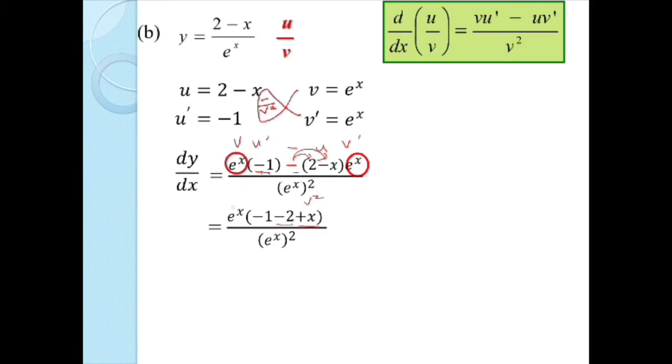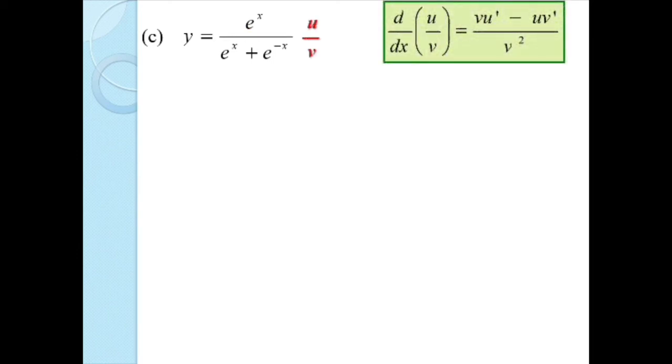Next, there's e power of x at the numerator and also e power of x, power 2, at the denominator. We can simplify this. Cancel that off. So this simply means we cancel off one of the e power of x. E power of x bracket 2 simply means there are 2 terms of e power of x multiplied together. So if we cancel one e power of x, what's left is just one term of e power of x at the denominator. Simplify your numerator in the bracket. Negative 1 minus 2 is negative 3, and we have positive x in front. And that's the most simplified form.